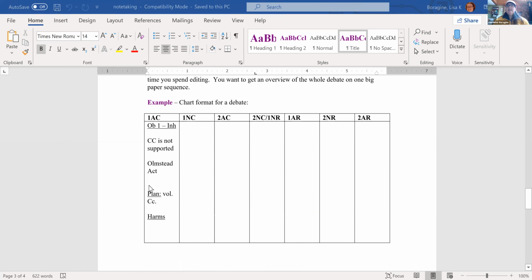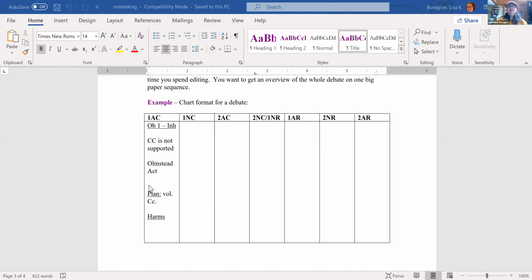Like here, if I had a 1AC, that's the first affirmative constructive, followed by the 1NC, which is the first negative constructive, the 2AC, 2NC, and so forth. So this is an outline of a debate in which you have four constructive speeches: first affirmative constructive, second affirmative constructive, first negative constructive, and second negative constructive. Those would be the speeches if you're looking at the healthcare debate we had in class. We had those four speeches and that was it. So we almost stopped after the constructives.